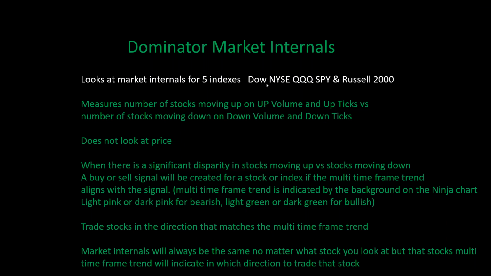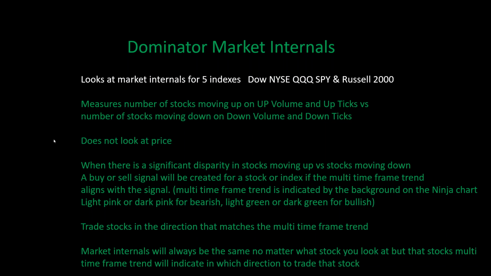It's looking at the Dow, the New York Stock Exchange, the Qs, the triple Qs, the SPY, the S&P 500, and the Russell 2000. It's calculating on all of those indexes, each index individually, and then on all of those indexes together. And it's going to measure the number of stocks moving up on up volume and upticks versus the number of stocks moving down on down volume and down ticks.